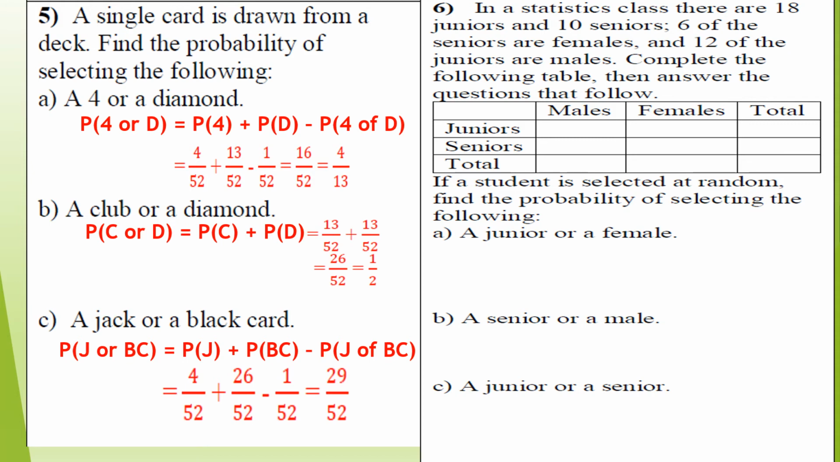In a statistics class, there are 18 juniors and 10 seniors. 6 of the seniors are females and 12 of the juniors are males. Complete the following table, then answer the questions that follow. So there are 18 juniors, therefore that is 18 there. 10 seniors, so we have 10 seniors here. 6 of the seniors are females, so 6 senior females. 12 of the juniors are males, so males.